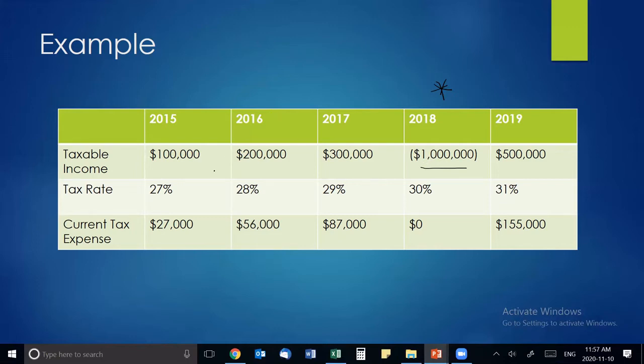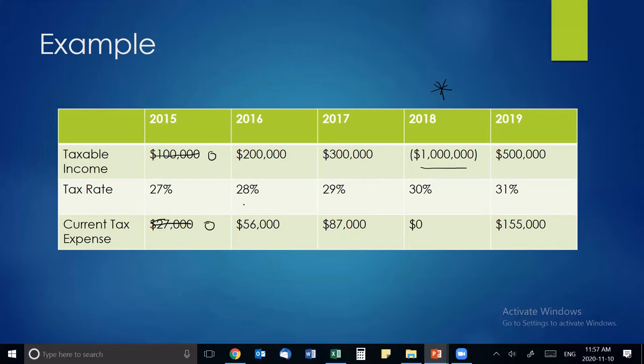to see if we can use some of this loss to offset this income. So we would have $1 million of a loss. We have $100,000 of income. We can definitely use the $1 million to offset this 100,000. So if we took our loss to offset this 100,000, we wouldn't have taxable income of 100,000. We would have taxable income of 0. 0 multiplied by the tax rate gives us 0 as our current tax expense.